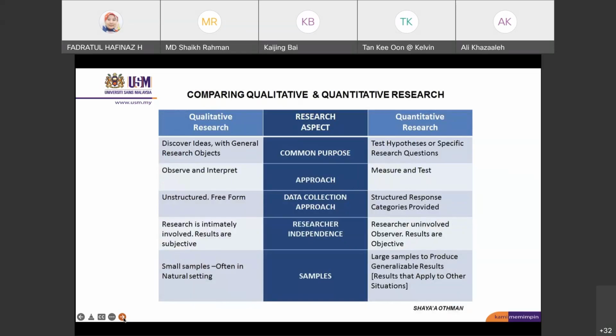I don't need to read, okay? You can read it later in the slide. So the main thing here, the purpose for qualitative research is to discover ideas with a generic research objective, while quantitative research is to test the hypothesis that you develop in the beginning of your research, or specific research questions.